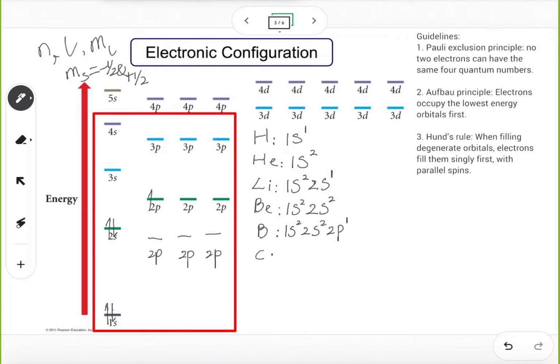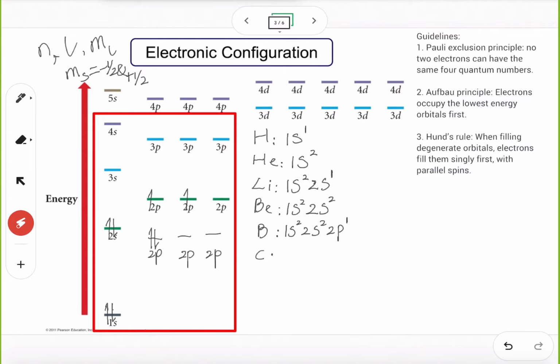One option is to put the 6th electron on the second 2p orbital. Another option is to put the 6th electron on the first 2p orbital with the opposite spin quantum number, -1/2. Well, let's compare these two. Let's take a look at this. Well, you probably feel this is not quite right, right?